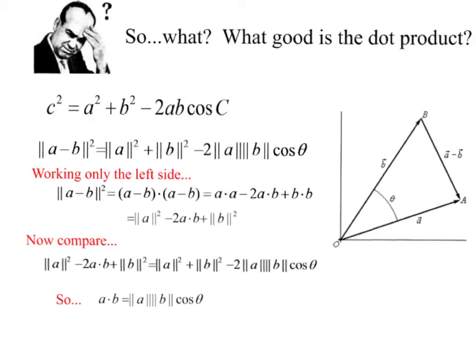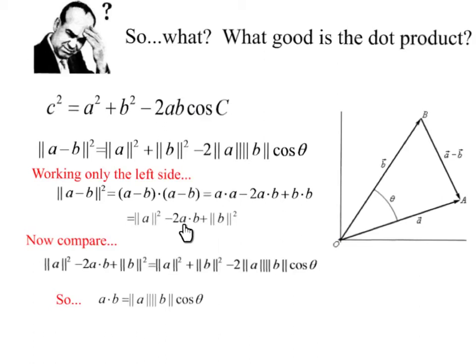So again, here's what I just did. I'm using what I just showed on the other slide when I did v dot v. I'm saying that the magnitude squared is equal to something dotted with itself, and then I expanded it. And then I used that again. I said, well, a dot a is the magnitude of a squared, and b dot b is the magnitude of b squared. Now let's compare them.